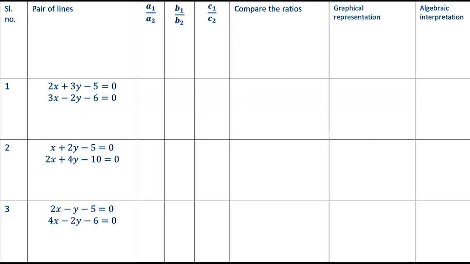before doing the graph. So let us do an activity. This is an activity for you. I have given three pairs of lines here. You have to fill this table, as much as you can. You have to write the ratios, compare the ratios, and do the graph. And here you have to write whether the lines are intersecting, or coincident, or parallel.